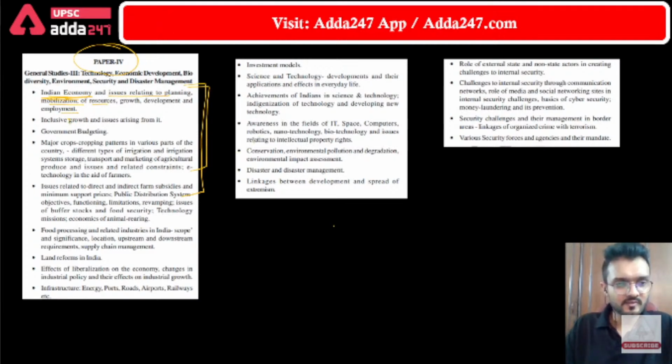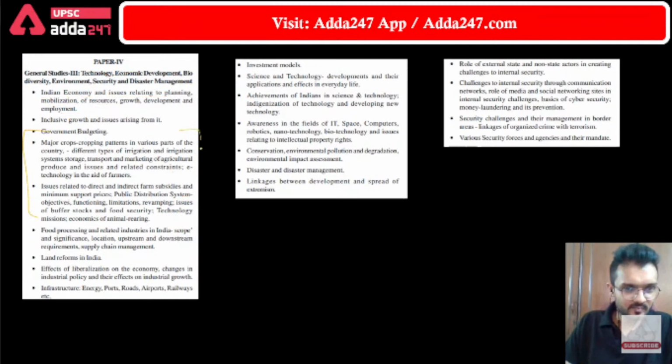Then there is inclusive growth, how to achieve inclusive growth. Then there is the government budget, and after it the focus is given on agriculture and the PDS system. You can see here how the UPSC has explicitly given the details of the topics. And after it there are land reforms in India, and the effect of liberalization on the Indian economy, Indian society, and the Indian political system.